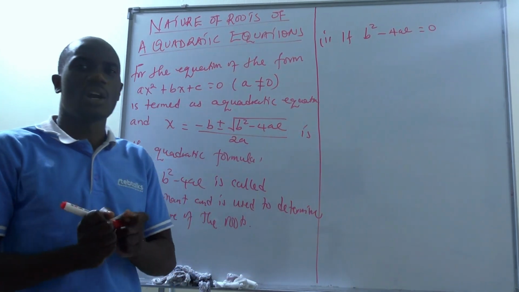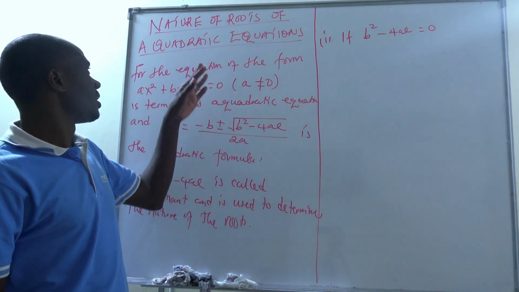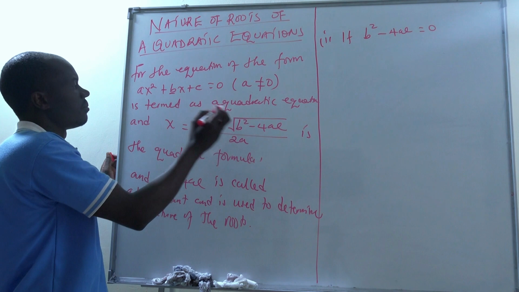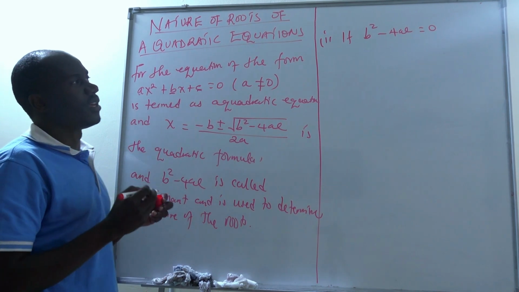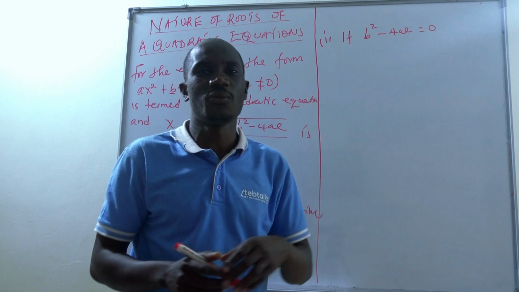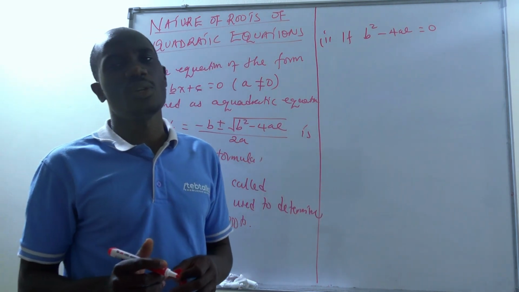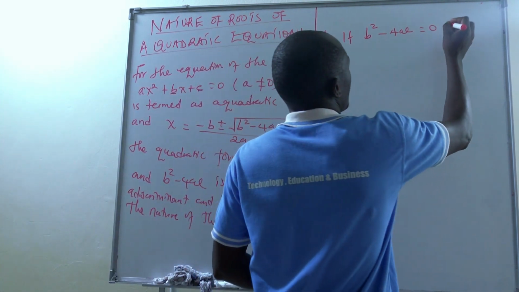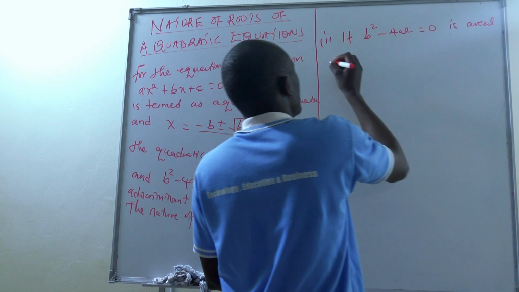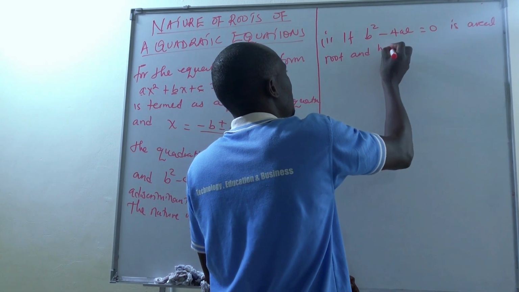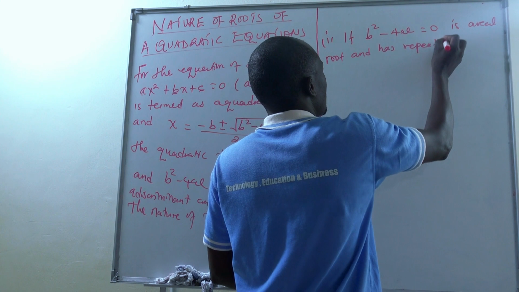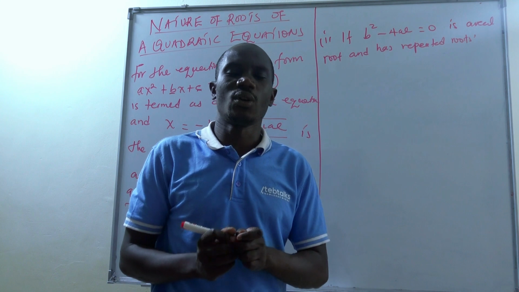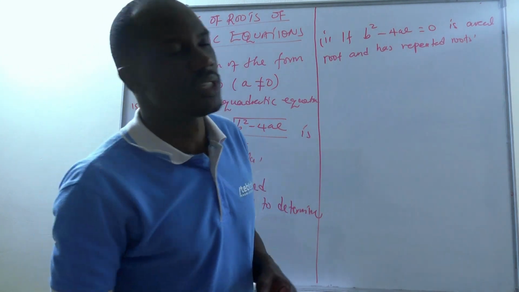If we find in your calculation that b squared minus 4 times a and c is equal to 0, or b squared is equal to 4ac, that one is called a real root and has repeated roots, as we are going to be looking at in the examples which follow.